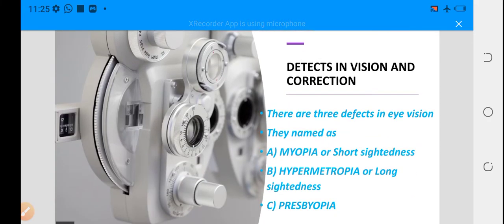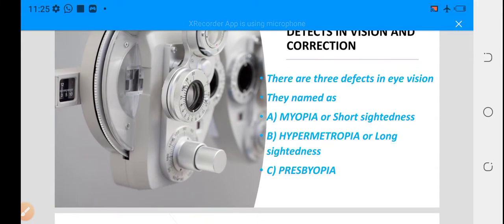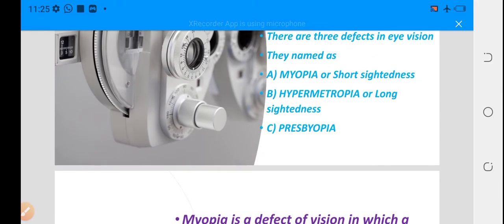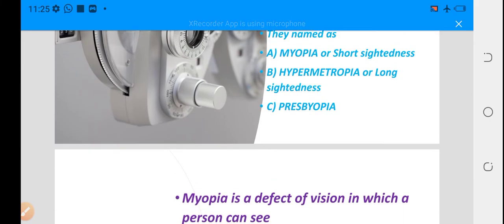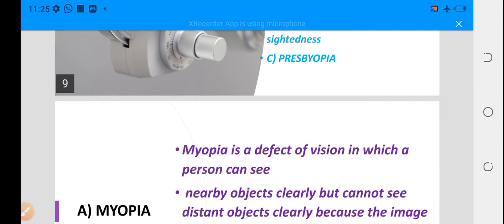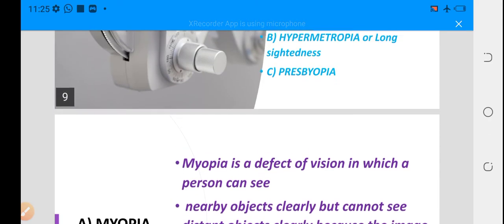Next one is about the defects in vision and their correction. There are three defects in eye vision. They are named myopia, which means short-sightedness, and second, hypermetropia, which means long-sightedness. Third is presbyopia, which is a mix of myopia and hypermetropia.